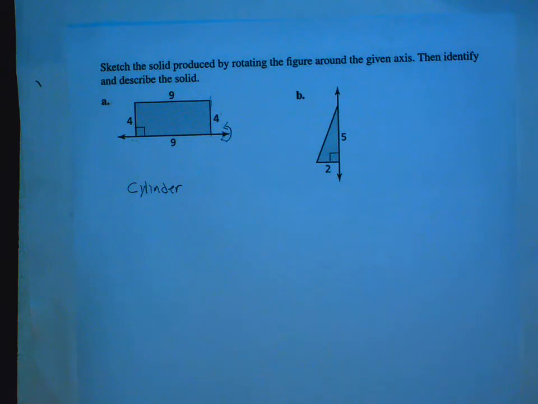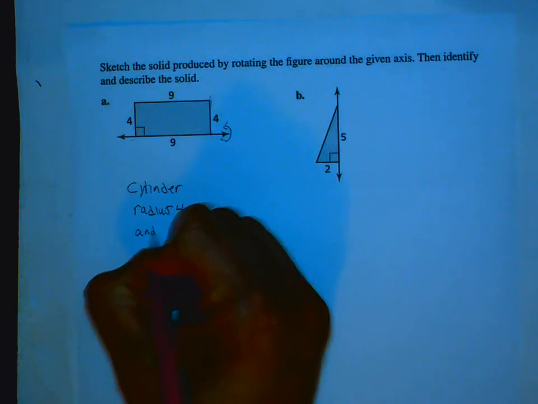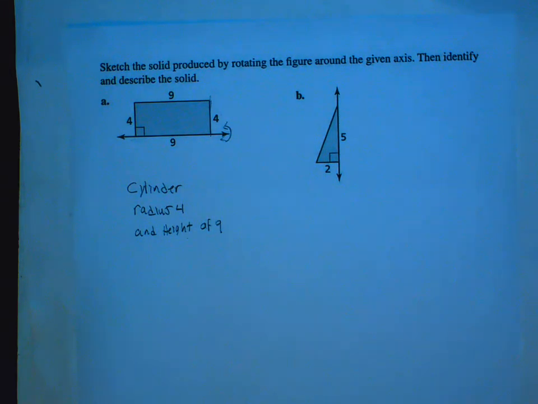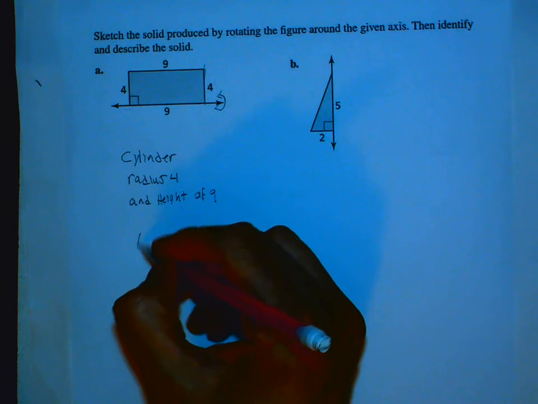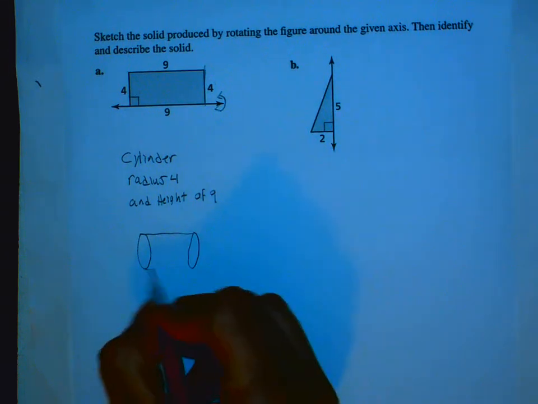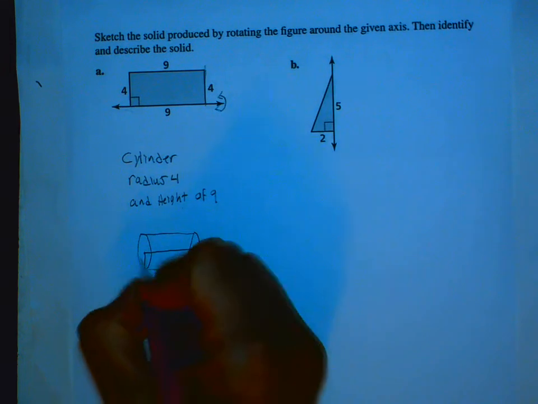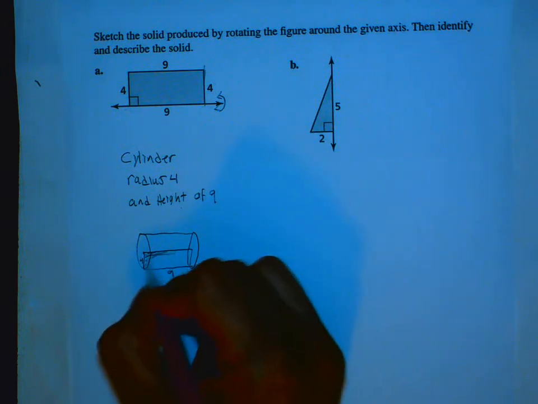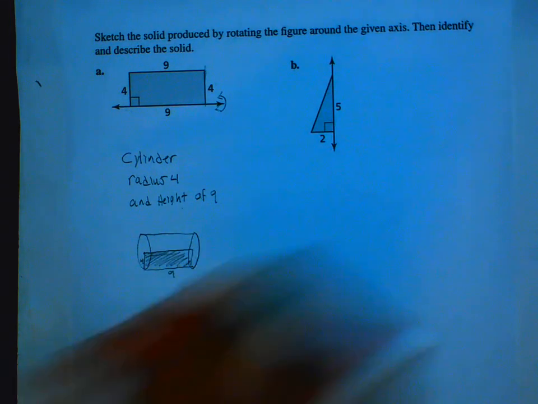So it's going to be a cylinder of radius 4 and height of 9. If I wanted to draw this, I guess I could. It's going to look something like this. Where this right here is the two-dimensional figure that you have above, where this is 4 and this is 9. If you rotate this polygon right here, the one that's being shaded all the way around, it's going to create a three-dimensional solid, which is the cylinder.